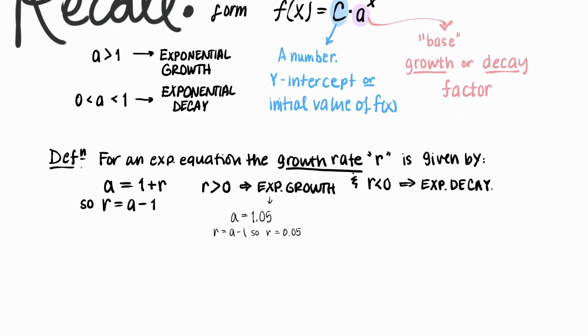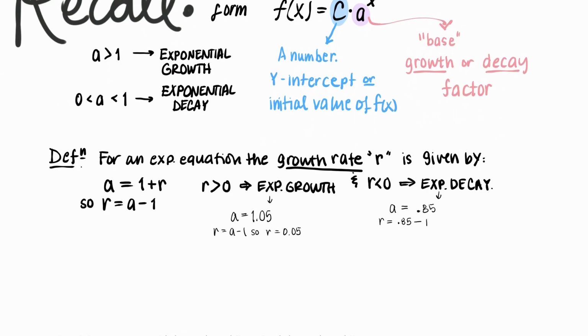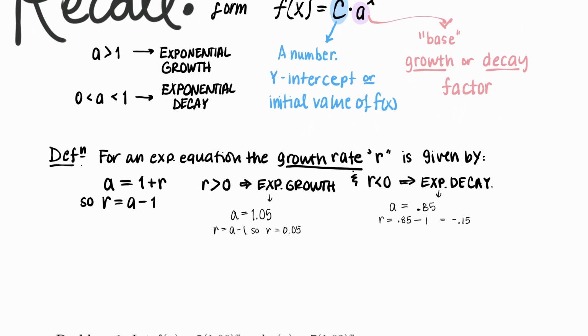On the other hand, for exponential decay, maybe I have a equals 0.85. So 0.85 is between 0 and 1, so that means we have decay. And r is going to be equal to 0.85 minus 1. So that'll be negative 0.15. And we do get a negative number for r.